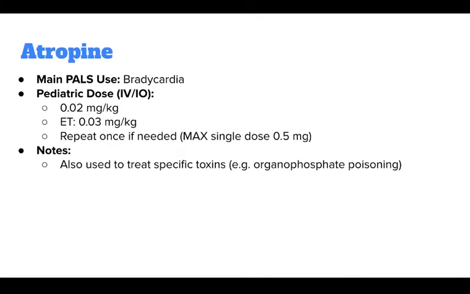Atropine is a drug that's used in PALS for bradycardia. The pediatric dose is 0.02 milligrams per kilogram. And then if you're using the ET route of administration, it'd be 0.03 milligrams per kilogram. You can repeat once if needed with a max single dose of 0.5 milligrams. Some notes: it's also used to treat specific toxins such as organophosphate poisoning.